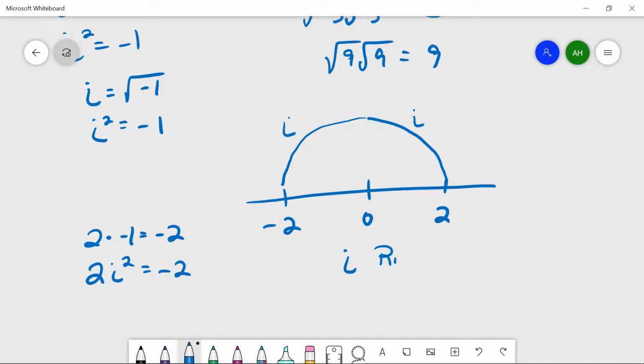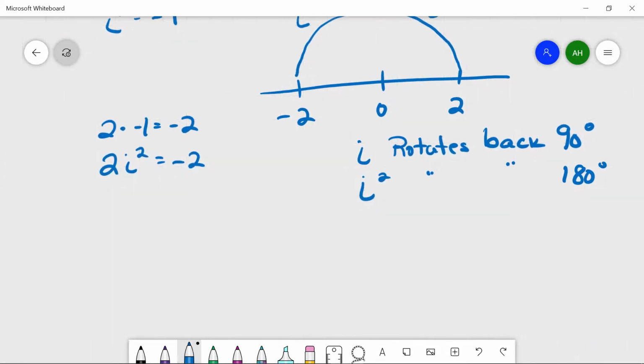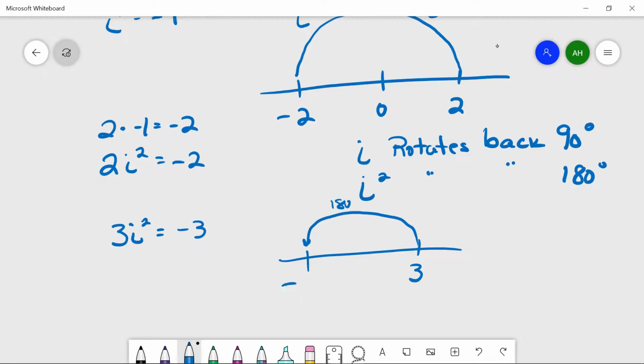i rotates backwards 90 degrees. i squared rotates backwards 180 degrees. Okay, just something interesting there to look at. So then if I have 3i squared, that's going to be equal to negative 3. All right, 3i squared. I'm here on the number line with my 3. My i squared takes me 180 degrees backwards to the negative 3.